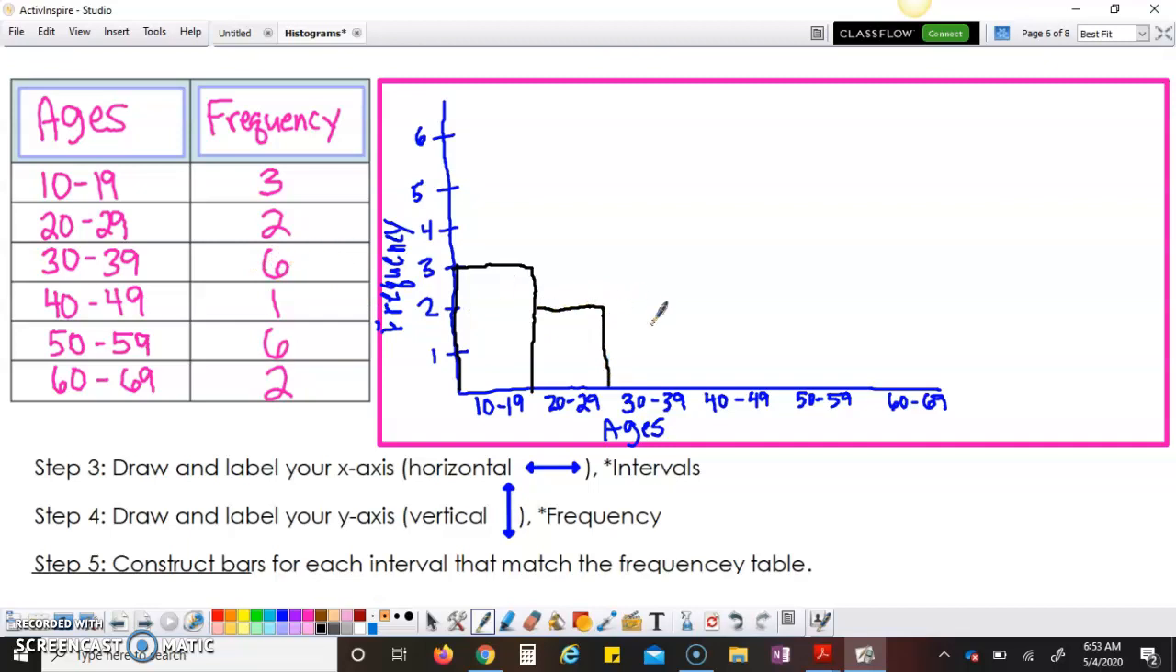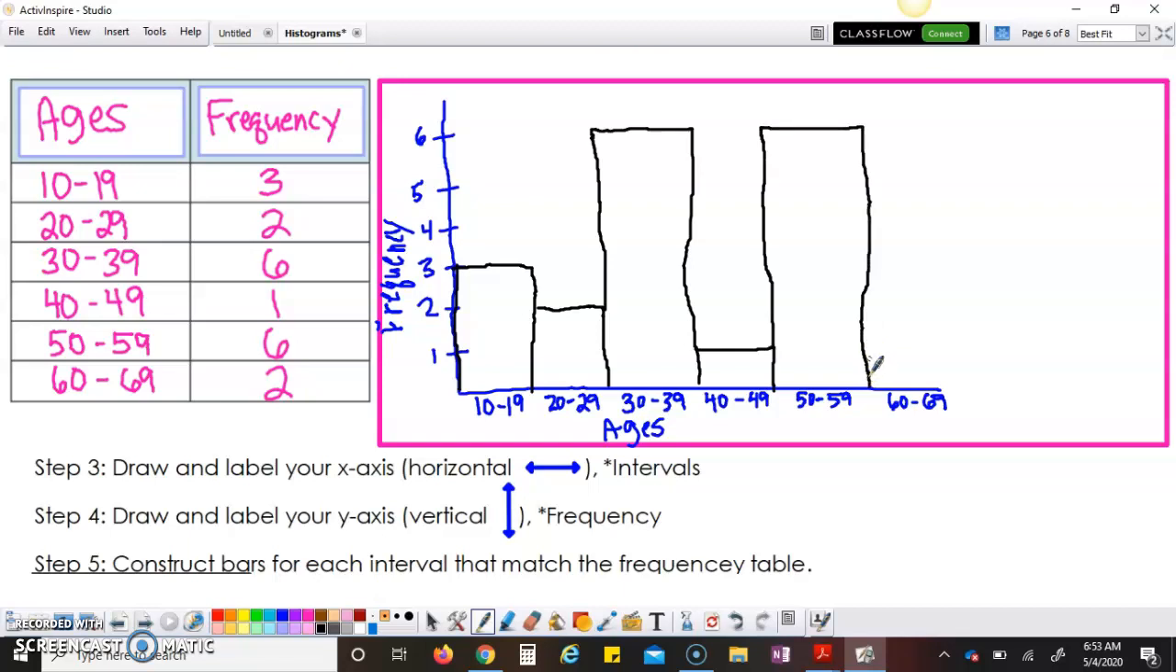I've got 6 people that are 30 to 39, so I'm just going to go all the way up here to 6 and down. Oh, that is a terrible line. I've got 1 person that is between 40 and 49, so way down here. I've got 6 people between 50 and 59, and I've got 2 people that are between 60 and 69 years old.